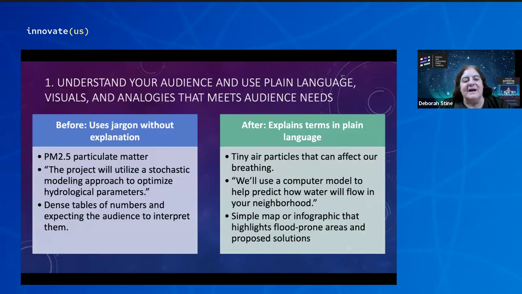Instead of saying something like, the project will utilize a stochastic modeling approach to optimize hydrological parameters. I've seen a sentence like that many a time. Instead, something like, we'll use a computer model to help predict how water will flow in your neighborhood. Again, notice where it says in your neighborhood, right? So you're talking about them, not keeping it very general.